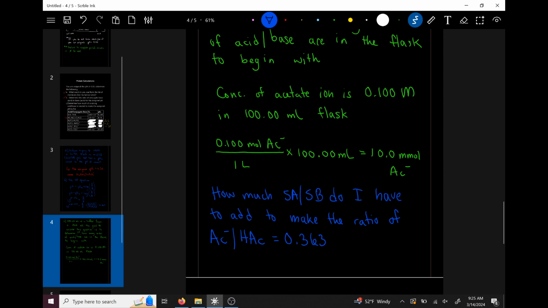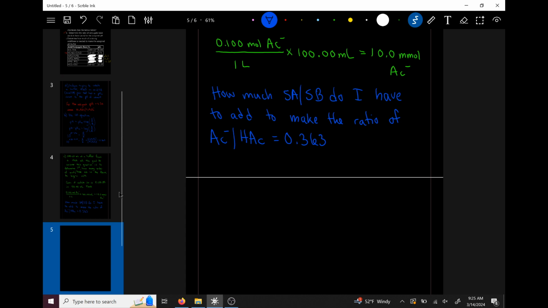All right. So now comes the part where I'm going to use my ICF table. So let's get another page going here. Insert page. All right. So I'm going to create an ICF table where the reaction is the acetate ion, C2H3O2 minus aqueous, reacts with HCl.